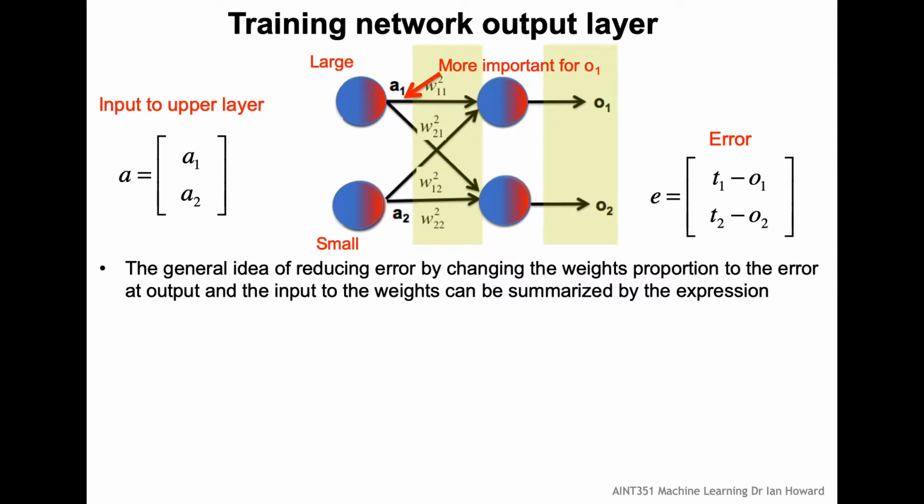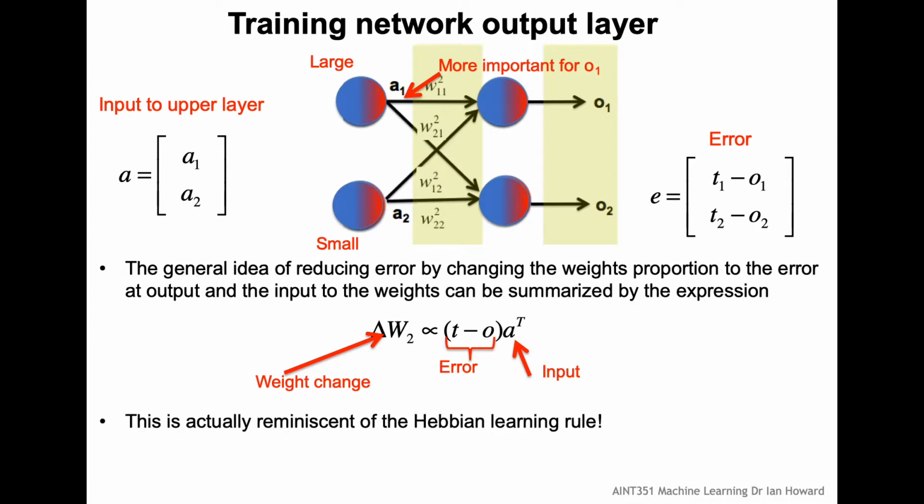So the general idea then is we change the weights proportional to, first of all, the error at the output and also the input values. So the change in the weights is going to be proportional to the error that we've got and, in fact, the transpose of the activation coming in. So weight change is proportional to input and the error.